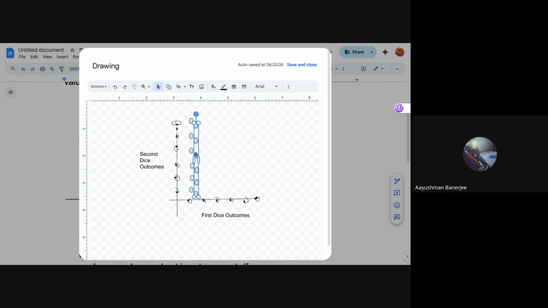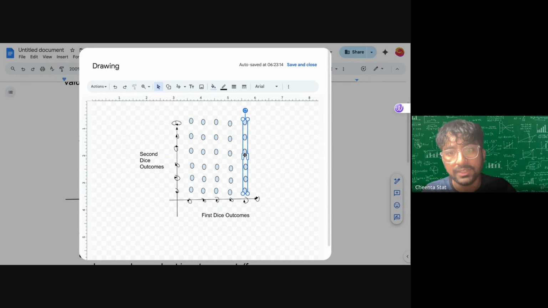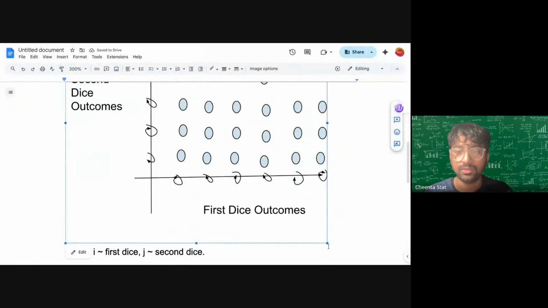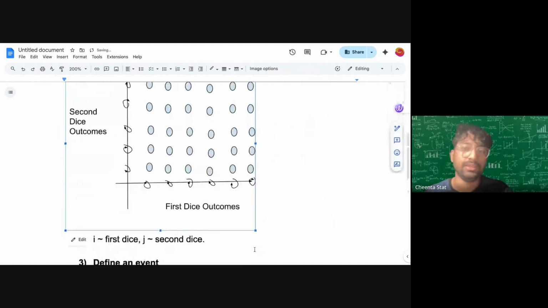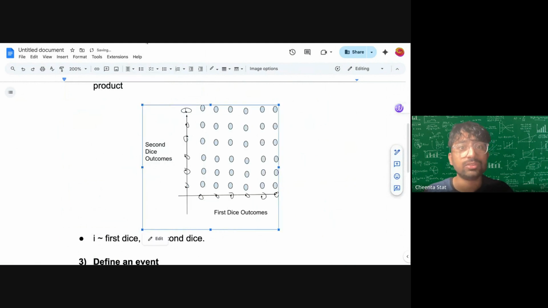So principally, it's all the way 36 outcomes, like 1,1, 1,2, 1,6, 2,1. Exactly, that's the whole idea. If you've done it geometrically, you see that it turns out to be 36, right? This is how the Cartesian product looks. It's kind of a square here. In general, it will be a rectangle, right? All of you understood this, guys? Any questions?